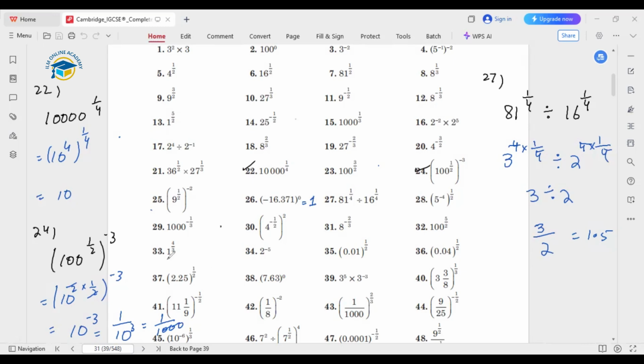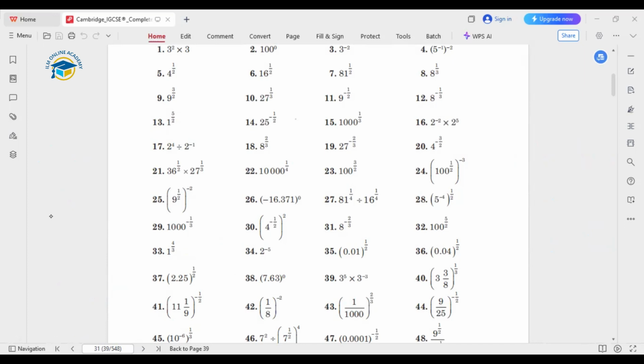Again here they give 1 raised to the power 4 by 3. Answer will be 1. Simple. 1 to any power, the answer will be 1.